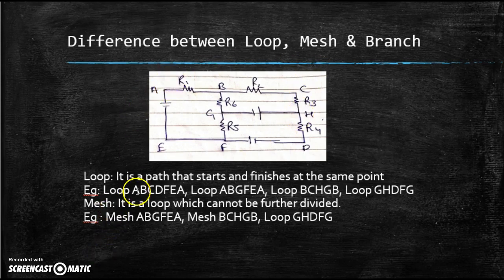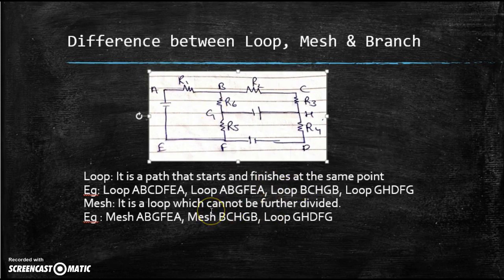Over here there is a simple example which is given. Loop A, B, C, D, F, E and A is a loop, because it starts from point A and ends up at point A. The other example over here is loop A, B, G, F, E and A, which is another loop. Once again it's the same reason, and so on.